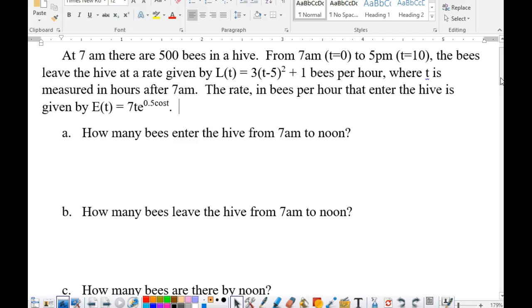Let's see here. So I'm going to read this. At 7 a.m., there's 500 bees in a hive. From 7 a.m., which we're calling T equals 0, to 5 p.m., which would be T equals 10, right? That would be 10 full hours. The bees leave the hive at a rate of L, and that's in bees per hour, where T is measured in hours after 7 a.m. The rate in bees per hour that enter the hive is given by the other function that you see there, E.